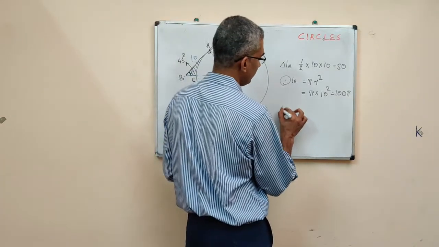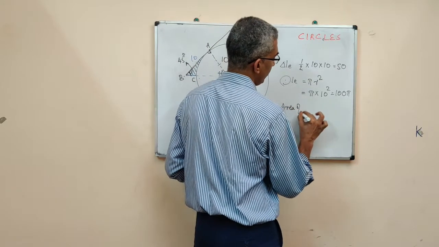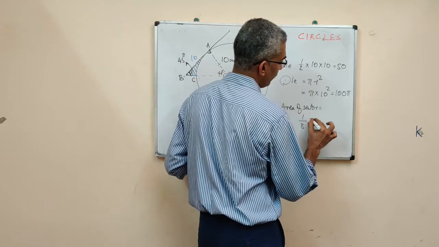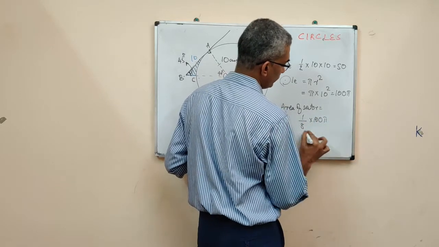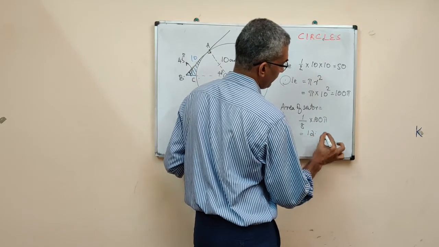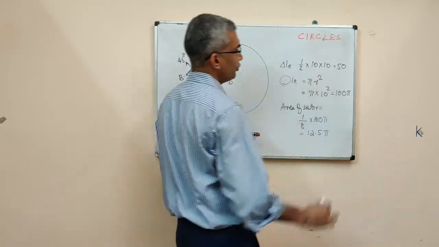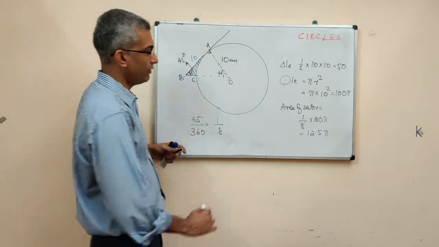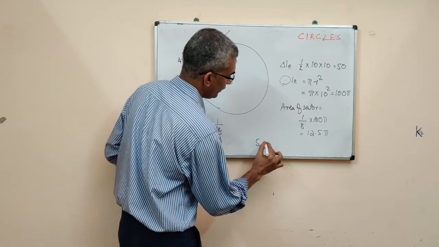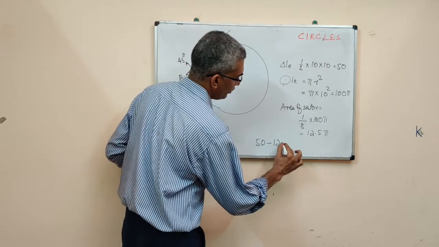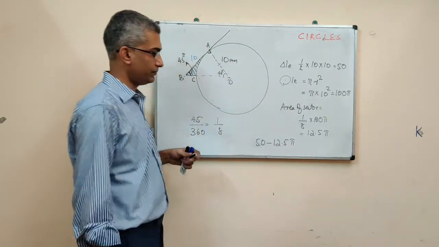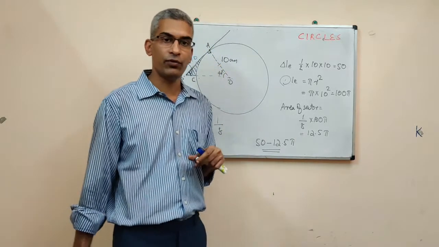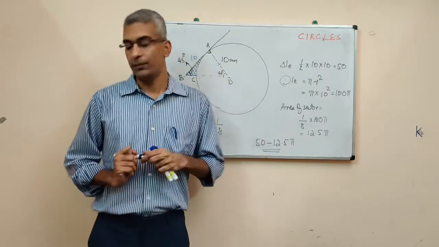So the area of the sector will be 1/8 of 100 pi, which is 12.5 pi. So what we want is this area will be triangle 50 minus 12.5 pi. This area will be 50 minus 12.5 pi. Let us look at one more problem.